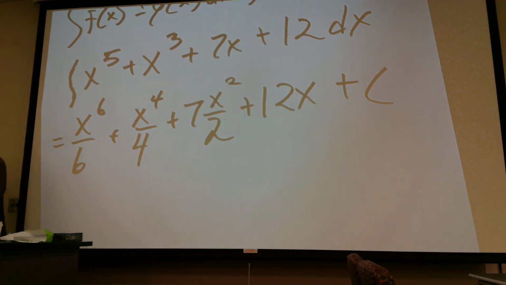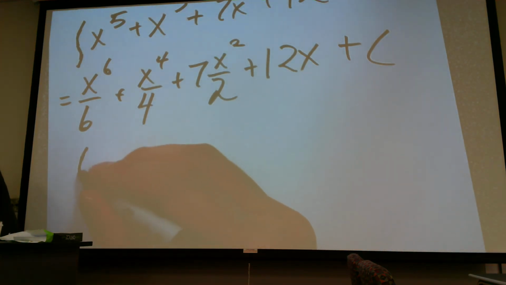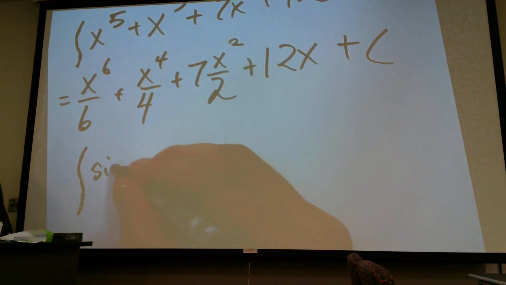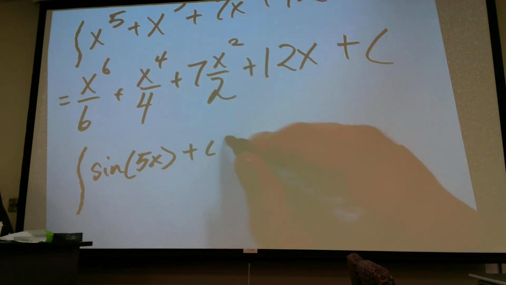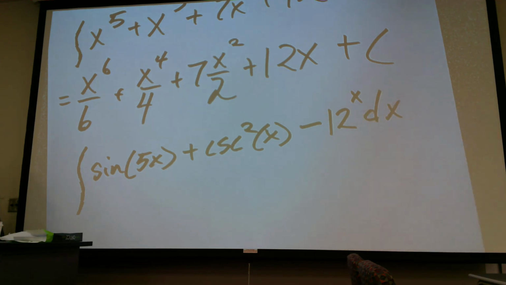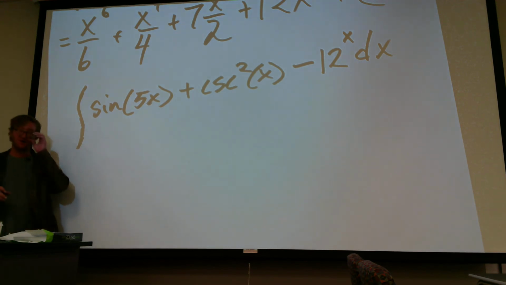Okay. Let's do another one. Let's say we integrated sine of 5x plus cosecant squared of x minus 12 to the x with respect to x. Okay. All right.